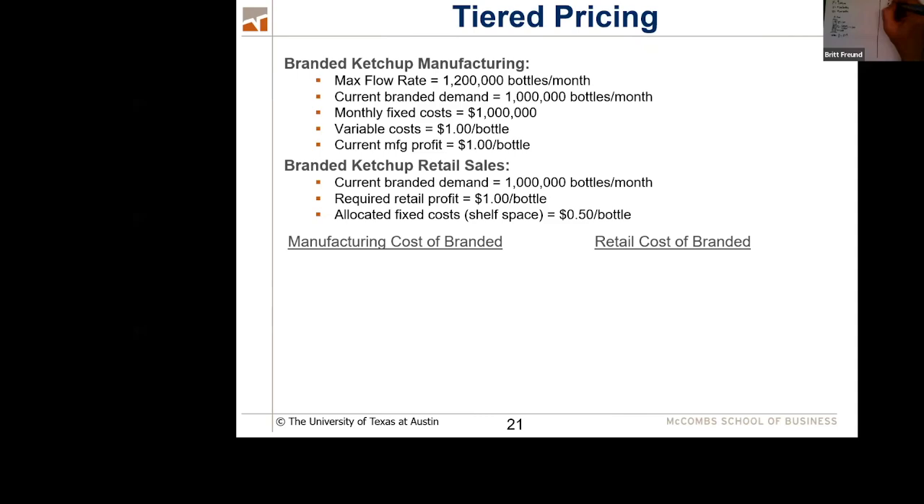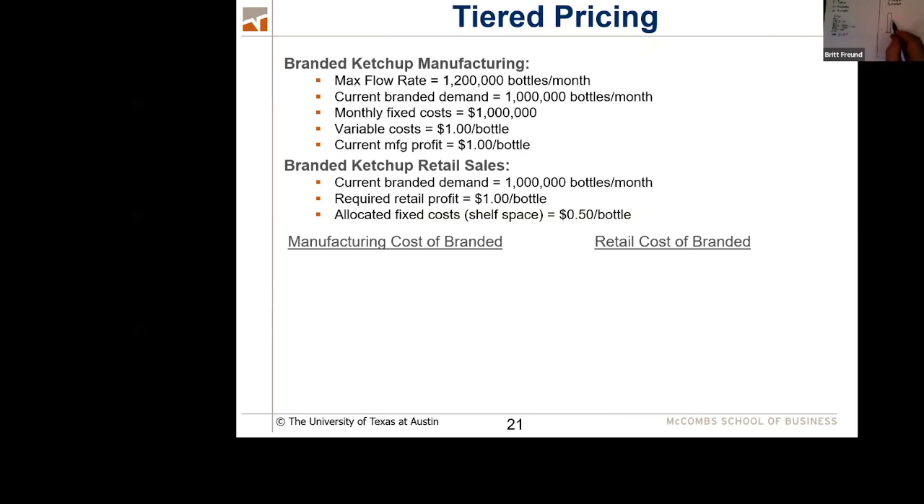So HEB has gone through this, and they found out that their allocated fixed cost is 50 cents a bottle. So they can do their own little drawing. Remember, we have to be sure to switch between perspectives here.